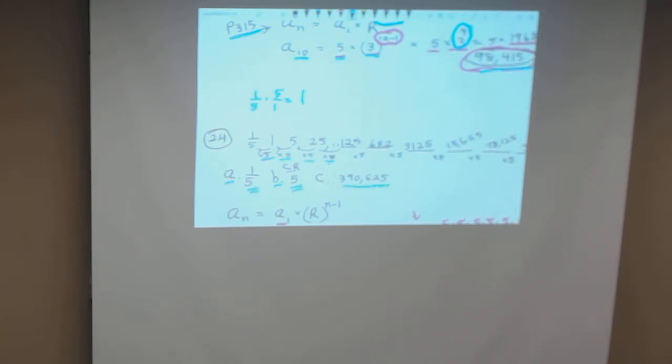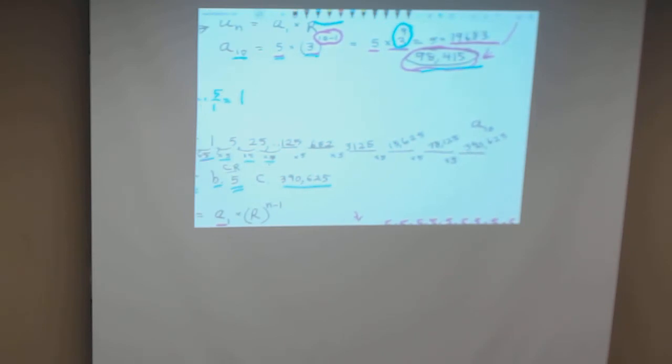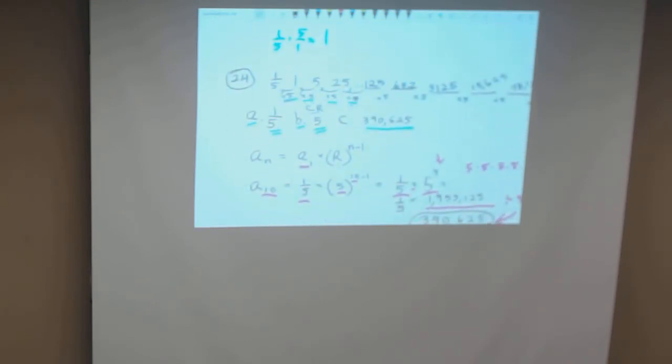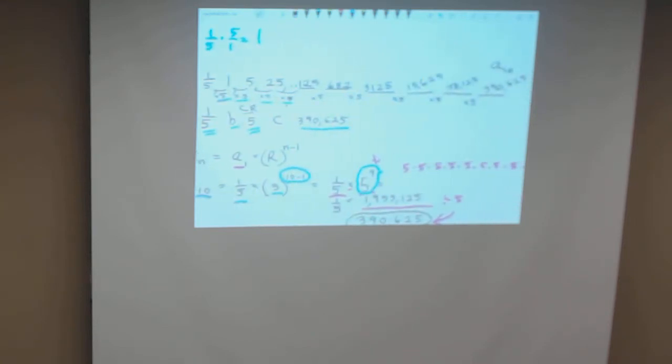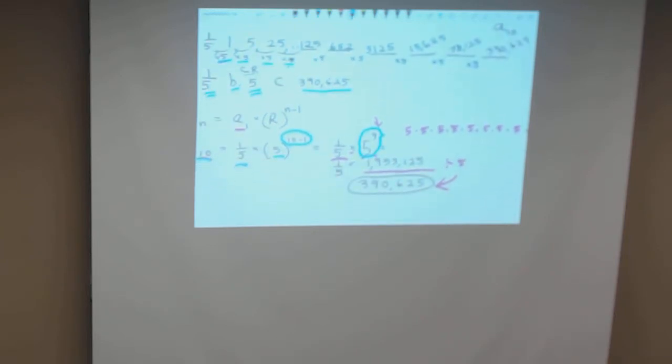What's the 10th term? That's what they want to know. So you just keep multiplying by 5 till you get out to the 10th term. Just make 10 little blanks and fill them in there. And if your blanks aren't wide enough, just write it sideways till you get 390,625. And if you want to use the formula, then a sub 10 is the first term, 1/5, times the common ratio, 5 to the 10 minus 1 power, which would be 5 to the 9th. And what is 5 to the 9th? 1,953,125. And then times 1/5 would be the same as dividing that by 5, and you would get 390,625.